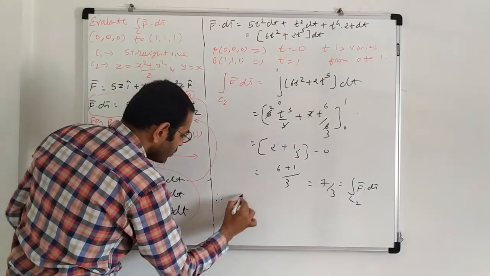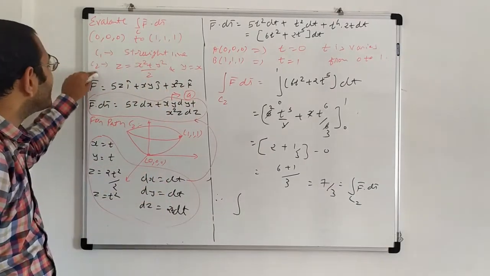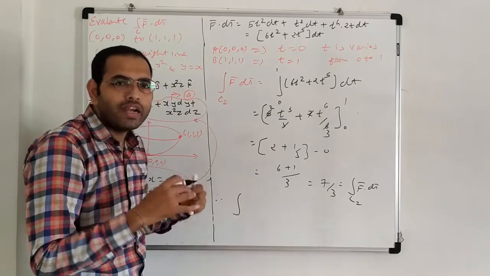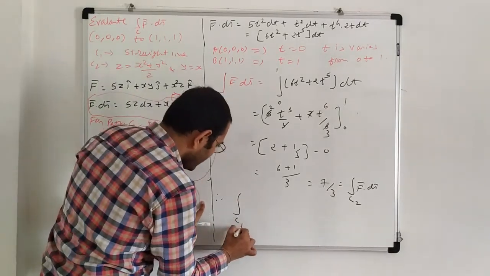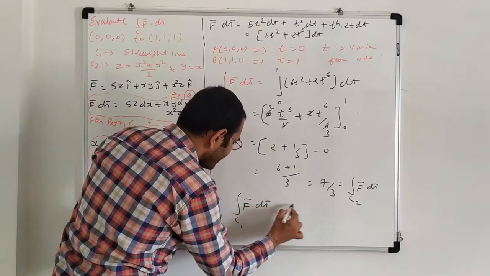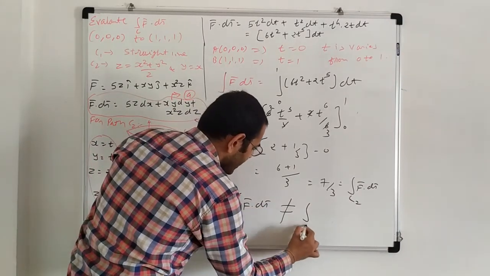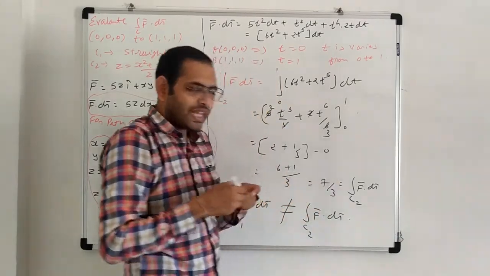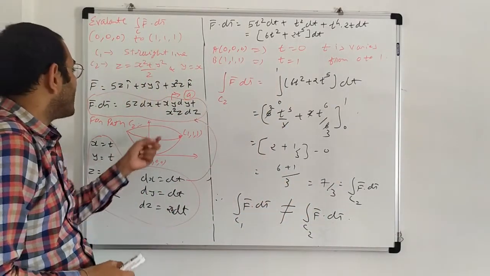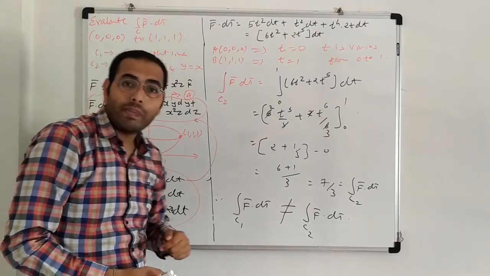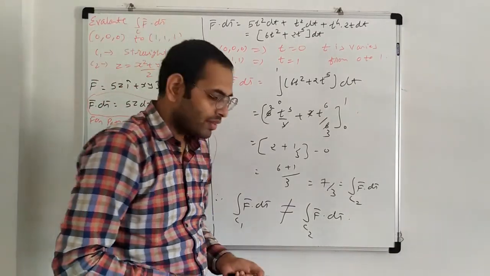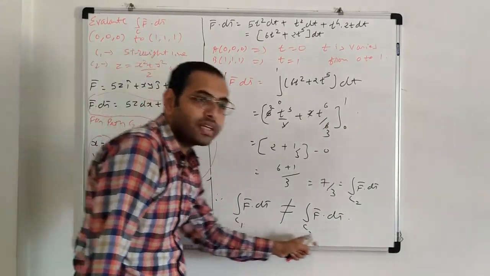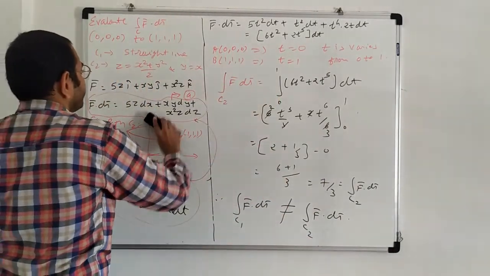According to this example, both paths give different vectors and different line integrals, meaning the integral over C1 of f bar dr is not equal to the integral over C2 of f bar dr. Then we can say that this example is dependent on path, which means both cases have different work done.